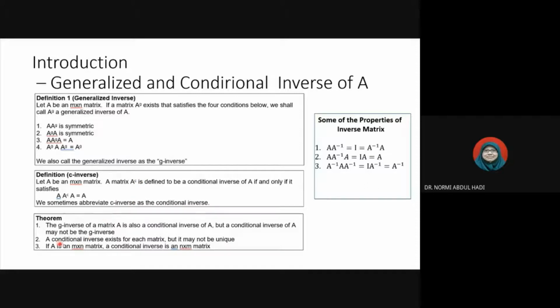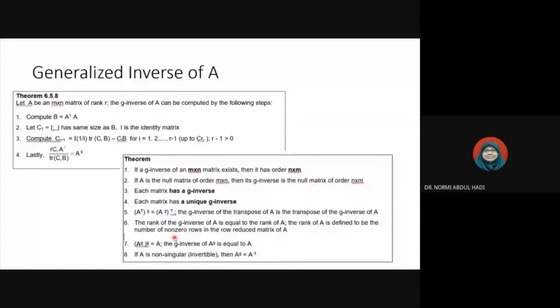A conditional inverse exists for each matrix, but it may not be unique. If A is m by n, the conditional inverse is n by m. The G inverse is the same: if A is m by n, the G inverse is n by m. Generalized inverse of A.